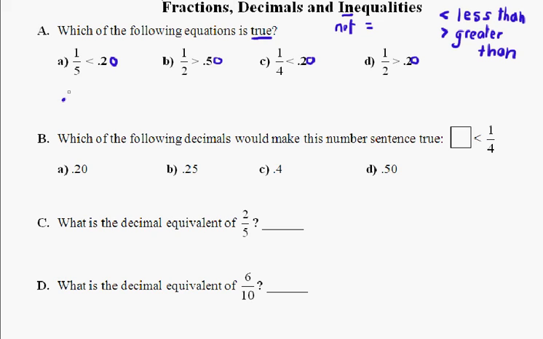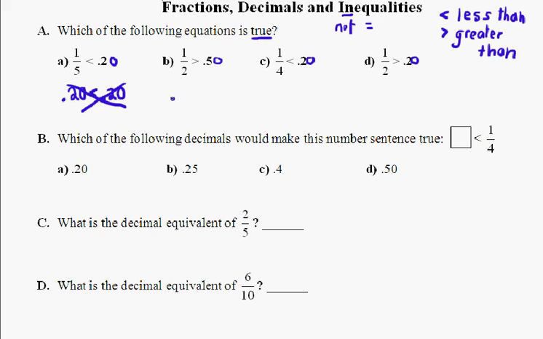1/5 as a decimal is 20 cents, not 50 cents. So I just copy down. I converted 1/5 into 20 cents. Then I ask myself, is 20 cents less than? Remember, there's a less than sign right there. Is 20 cents less than 20 cents? I don't think so. That one's incorrect.